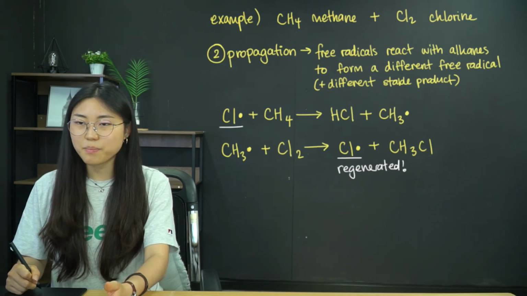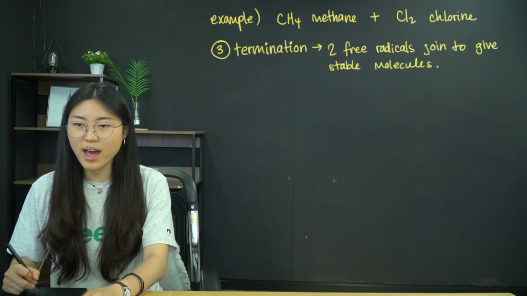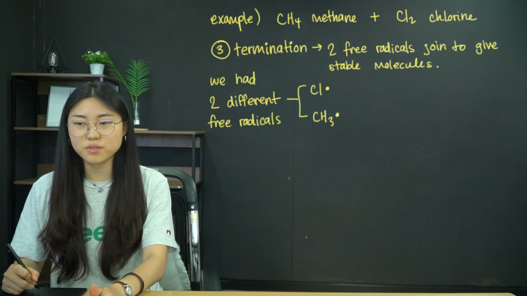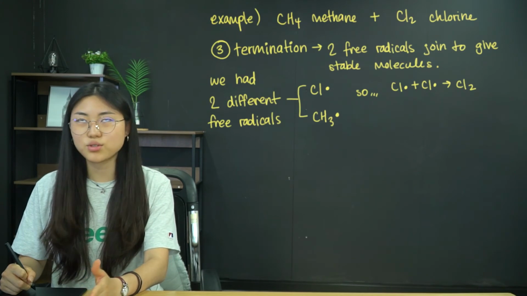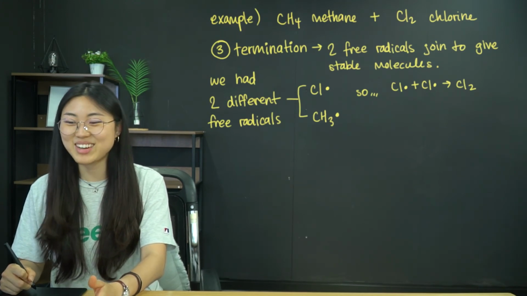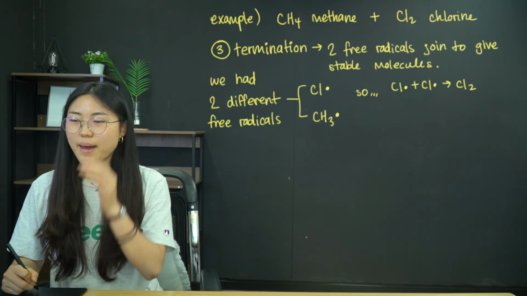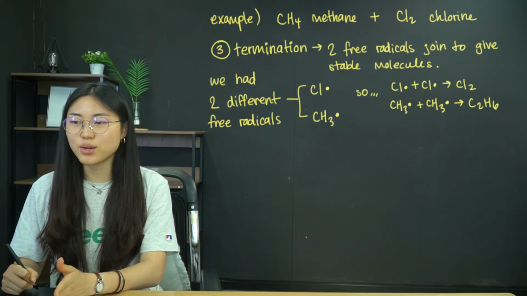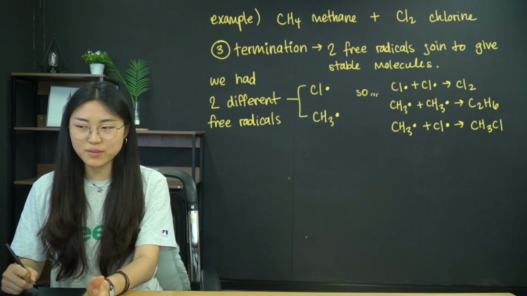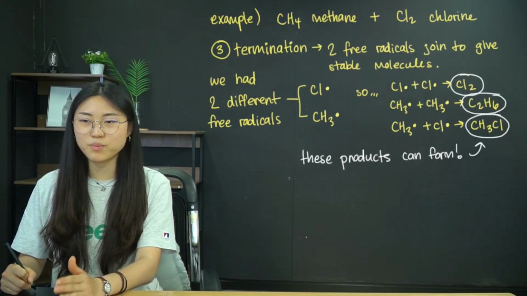My last step is termination, where two free radicals join to give stable molecules. I had two different free radicals, the chlorine free radical and the methyl free radical. So we can have two chlorine free radicals joining together to make a chlorine molecule, which is stable, and also two methyl free radicals joining together to make an ethane molecule, and also a methyl free radical and a chlorine free radical joining again to make a chloromethane. These are the products that can form from termination.